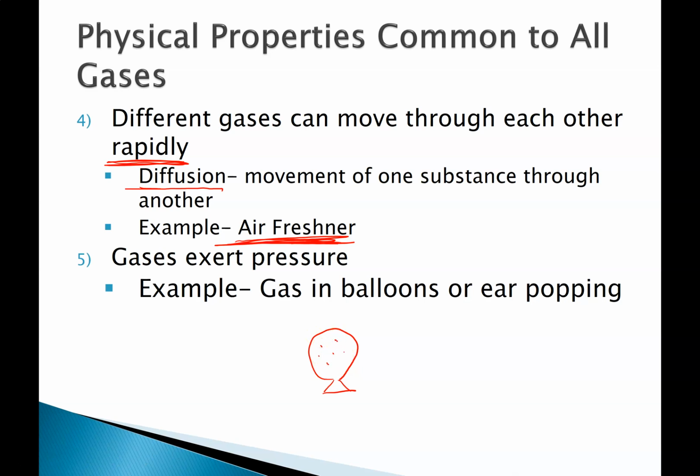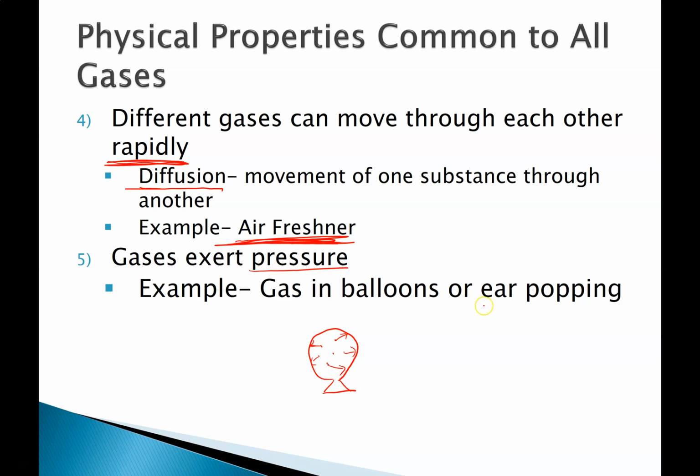And the reason the balloon holds its shape is because these gas particles exert pressure on the walls of the balloon. And so that's why a balloon holds its shape. So we know that gases exert pressure, okay?